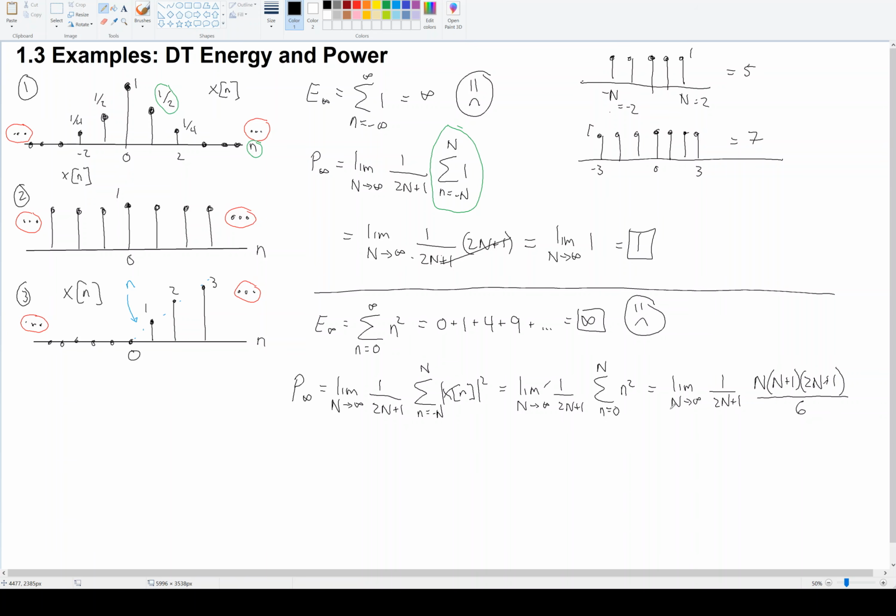The question is, what happens to the power then? What happens in this limit? And so this 2N plus 1 cancels with this 2N plus 1, and we're left with the limit as N goes to infinity of N times N plus 1 over 6. Well, there's nothing in the denominator now to cancel this growth in the numerator. And so that's just infinity. And so we're kind of sad that it didn't converge. So this signal, example 3, has infinite energy and infinite average power.